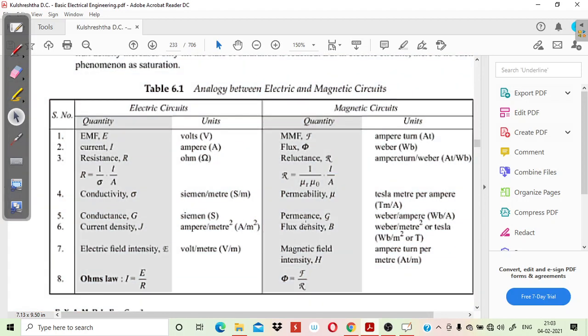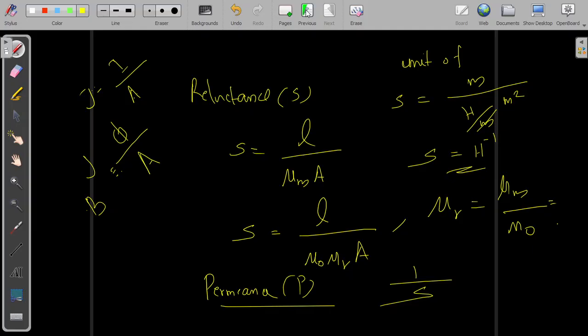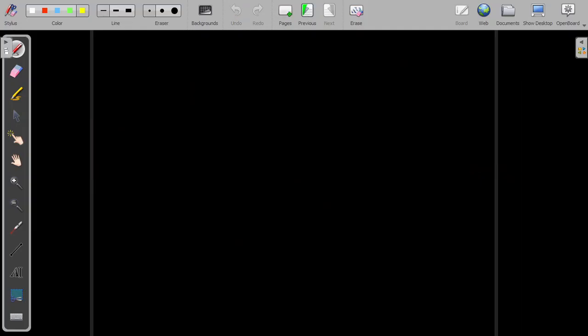When coming to the magnetic circuit, we have flux density, with unit Weber per meter square or Tesla. Then electric field intensity and magnetic field intensity. Then Ohm's law: we define Ohm's law in an electric circuit as I equals E by R, and in the same manner we can define Ohm's law in a magnetic circuit. That is the beauty of this subject.